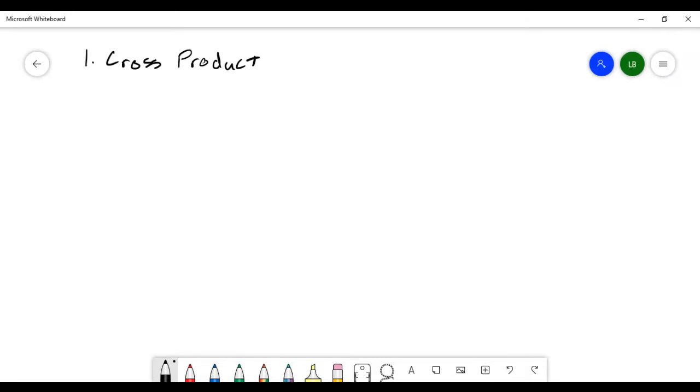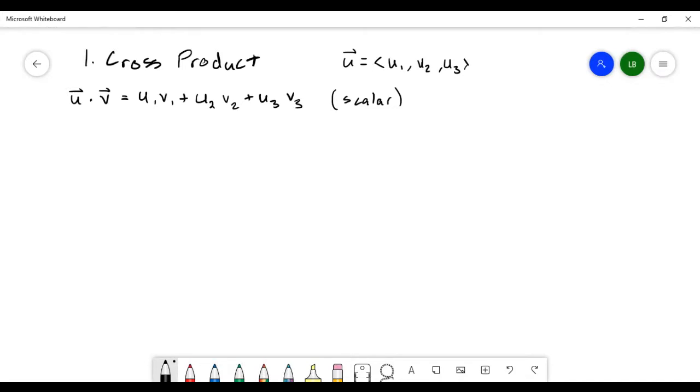The cross product is another way to multiply vectors. The first way you learned to multiply vectors was by taking the dot product, and that's just u1 times v1 plus u2 times v2, plus and so on. You just multiply them component-wise. Most notably, this is a scalar. It's just a number, not a vector. Just for context, we're letting u be a three-dimensional vector like this, and v is the same.